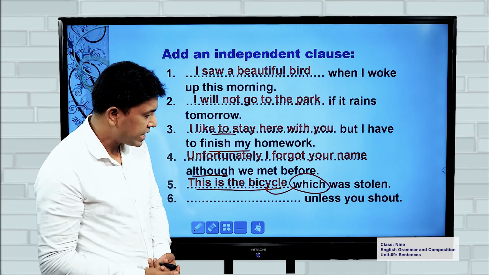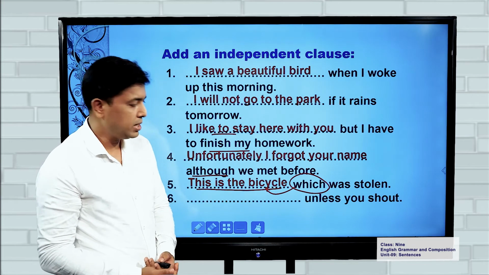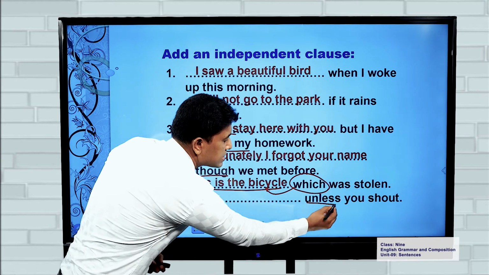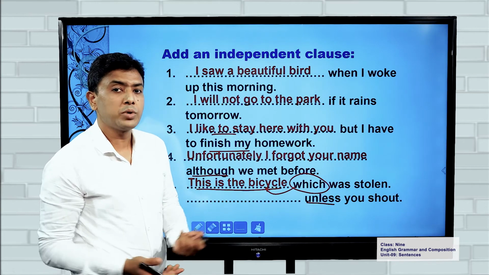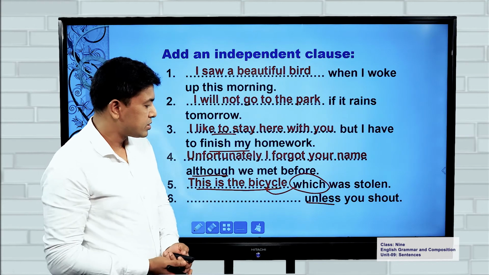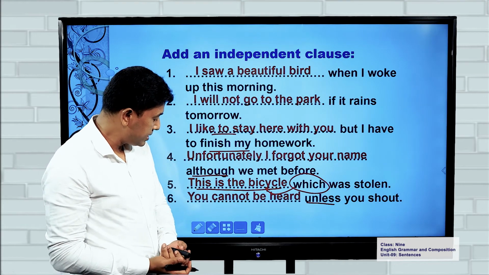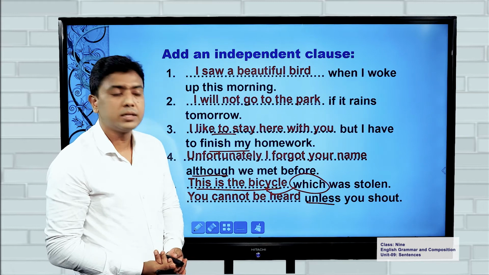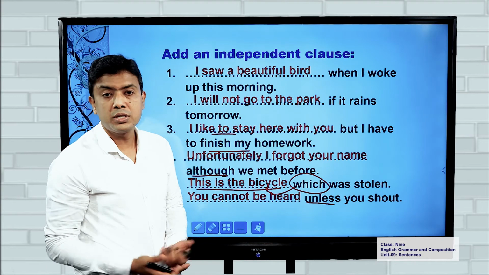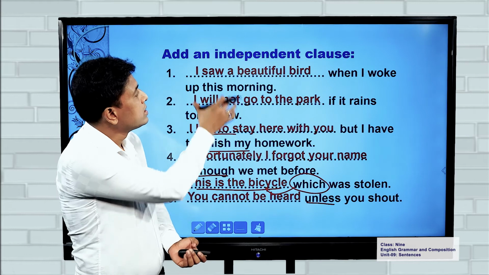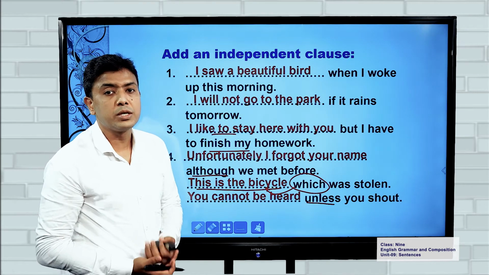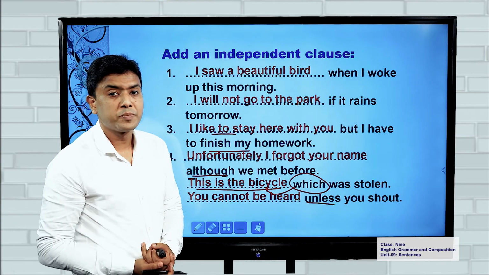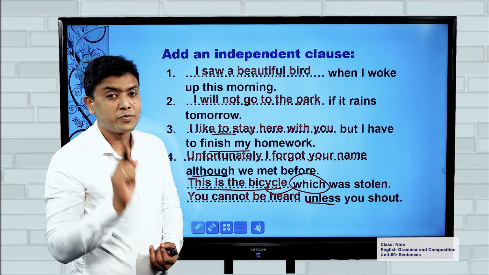Now the last one, dash, unless you shout. Now remember, unless means if not. So if you do not shout, what is going to happen? You may not be heard. So we can fill up the gap like this. You cannot be heard unless you shout. So this is how we can use independent clauses. Also, we can have similar exercises with the uses of dependent clauses. I'm sure you are going to do very well.